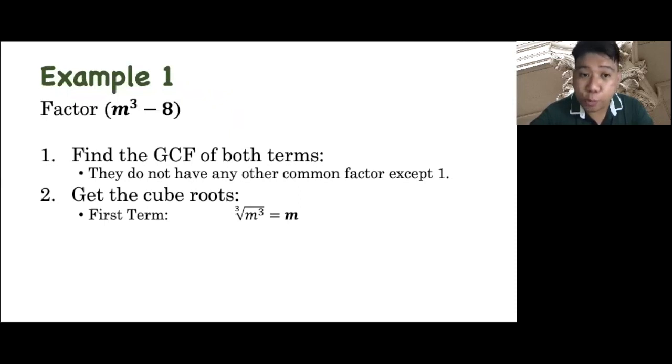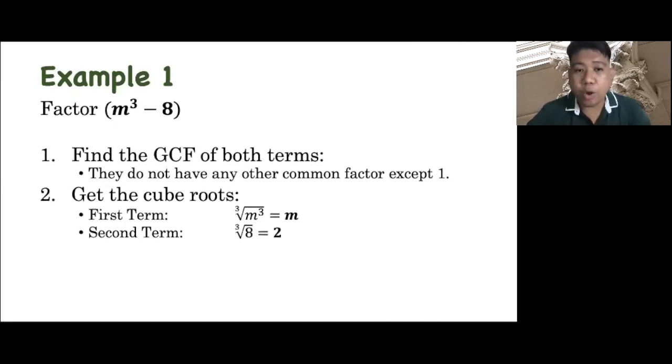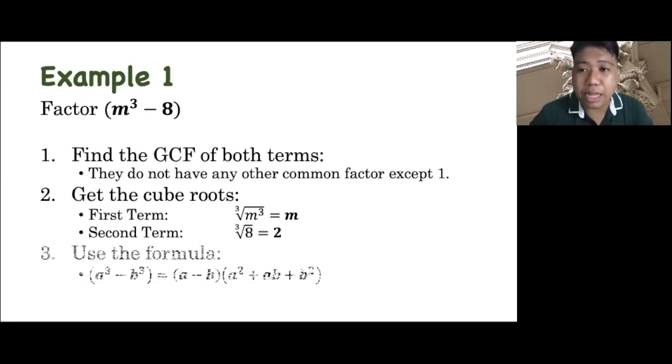So let's get the cube root. Sa first term, ang ating first term po ay m cube. So kapag kinuha natin ang cube root ng m cube, ay makakakuha tayo ng m. So when we get the cube root of the second term, we will get 2. So meron na tayong m at saka 2 as the cube roots. And now, gagamitin natin yung formula for the difference of two cubes.